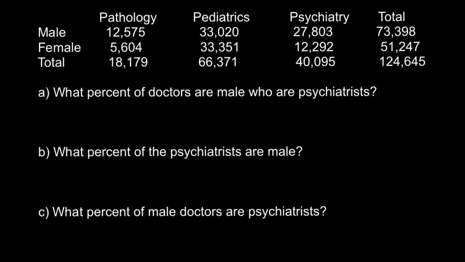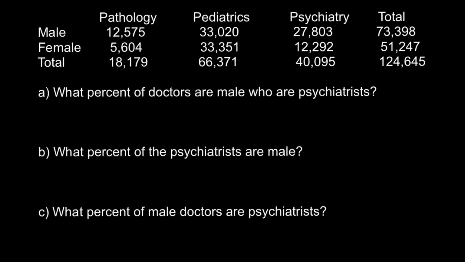Here we have a table, and we have three categories of people. One, those who are pathologists. Here we have those who are pediatricians, and here we have those who are psychiatrists. We also have three rows here: one row of numbers for males, another row for females, and this row is the total numbers for each column, and the grand total is here. And here are the three questions.